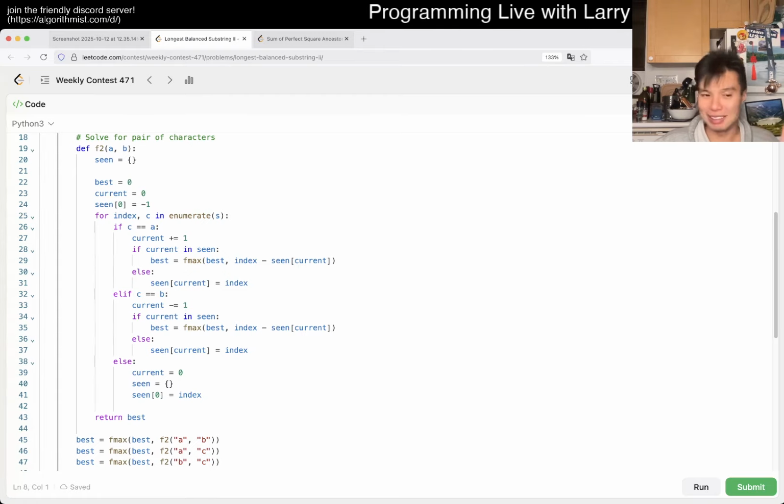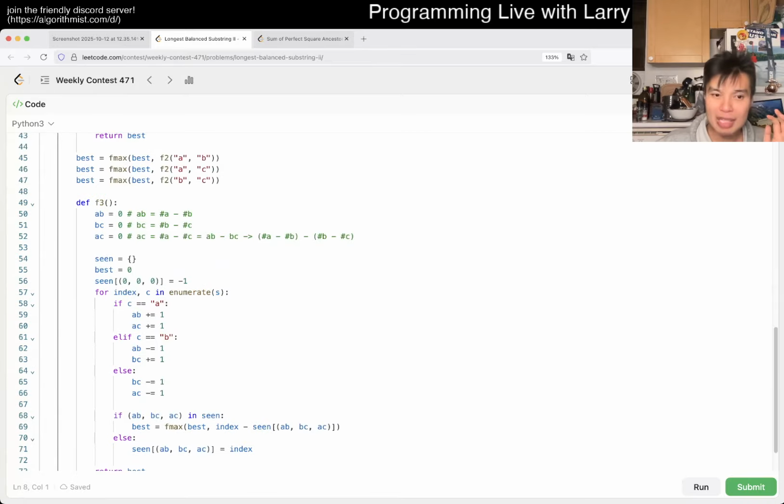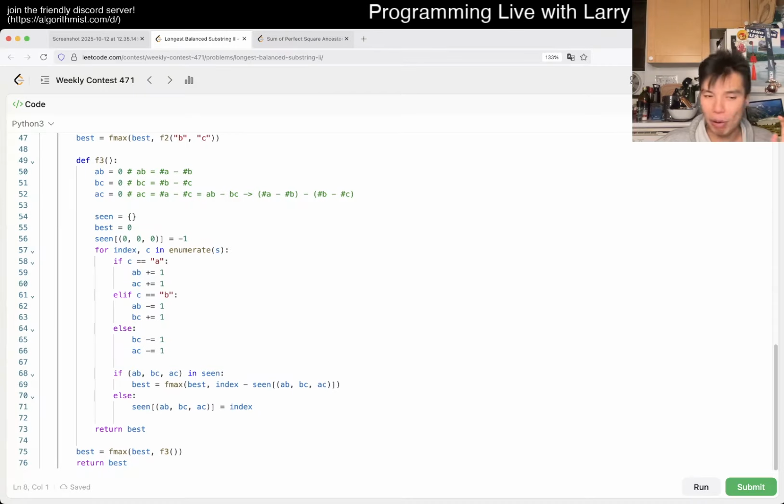And maybe you could say that this is the similar part. And then F3, it is the tricky part. And yeah, this is the same idea. It is just extended into one more dimension, if you will, for pairs. Yeah, and that's it. That's all I have for this one. Let me know what you think.